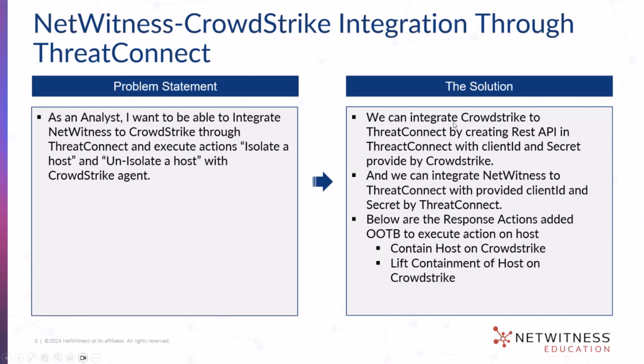So the solution is, first we have to establish a connection between the CrowdStrike and ThreatConnect by providing a client ID and the client secret of the CrowdStrike in the ThreatConnect REST API. And once the connection is established between the CrowdStrike and ThreatConnect, we have to establish connection between NetWitness and the ThreatConnect by providing client ID and the client secret of the ThreatConnect in the Explore page of the response actions. So once this connection is established, we will be having some of the out of the box rules in the response actions page to perform containment and lift containment of the CrowdStrike agent.